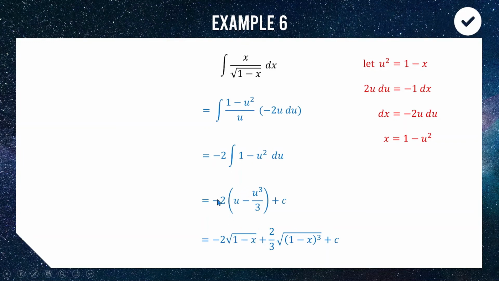We've got minus 2 times minus a third gets us positive 2/3 square root of u cubed. So you can put this cubed either inside the square root or outside. It makes no difference. I think it looks a little bit better inside, but it's still extremely valid either way. Don't forget your plus c, and there is your answer.